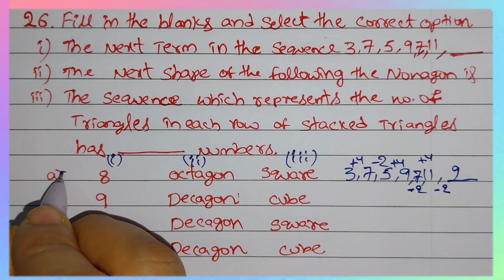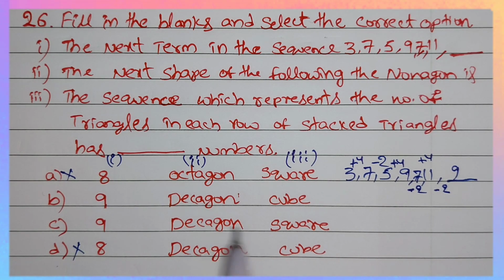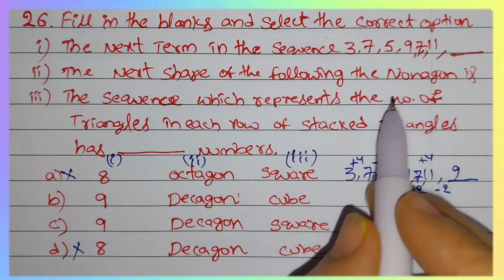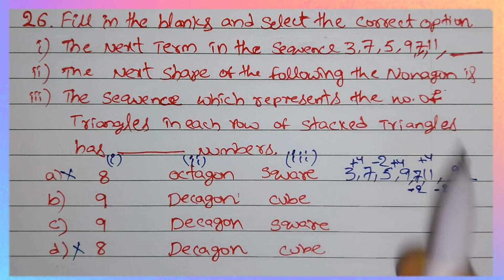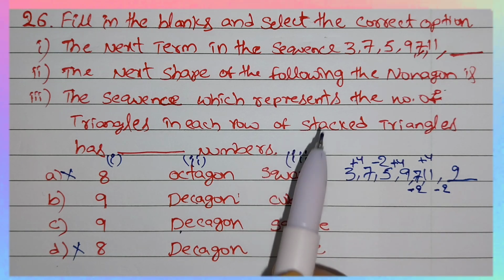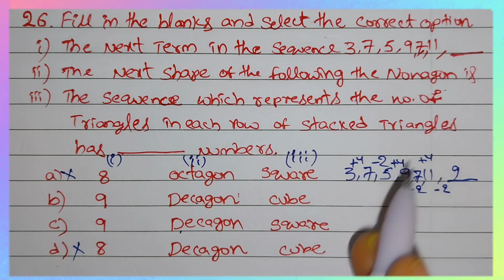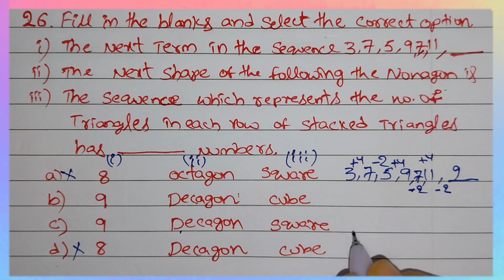Here in the options A and D, the first one has 8, so these 2 options are wrong. In B and C we have 9, so we'll look at these 2 options. Next, the question: the next shape of the following of the nonagon is. A nonagon has 9 sides. Next one, decagon. A decagon has 10 sides.